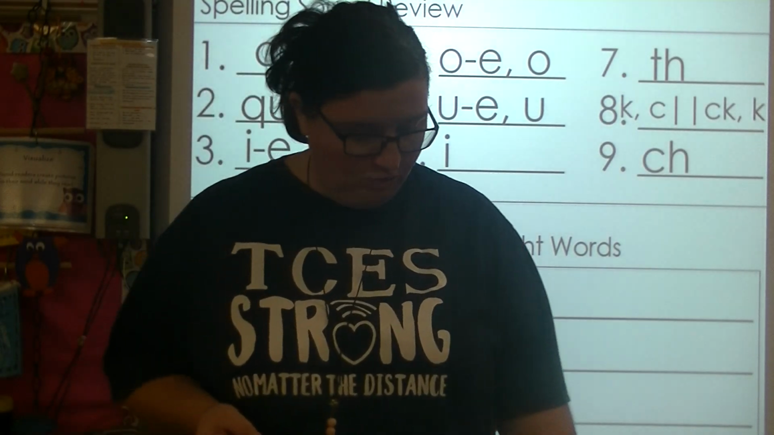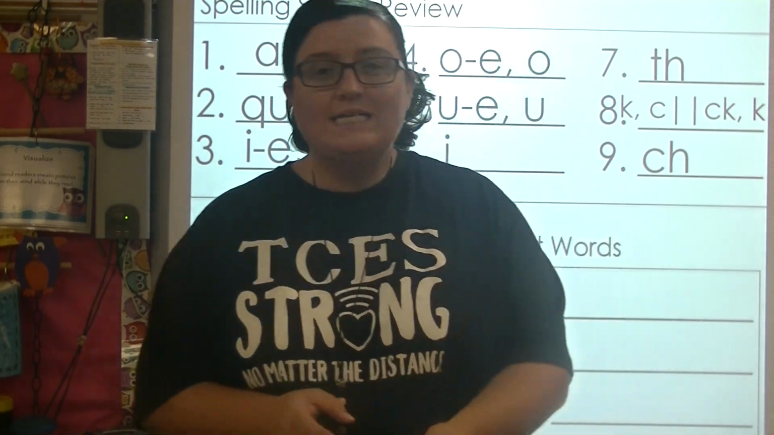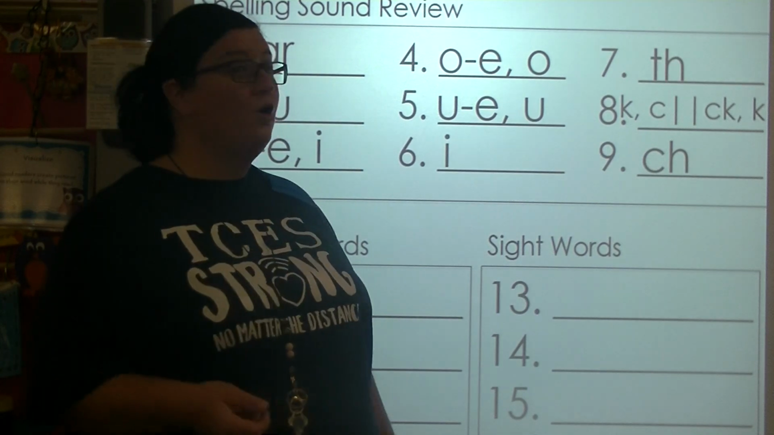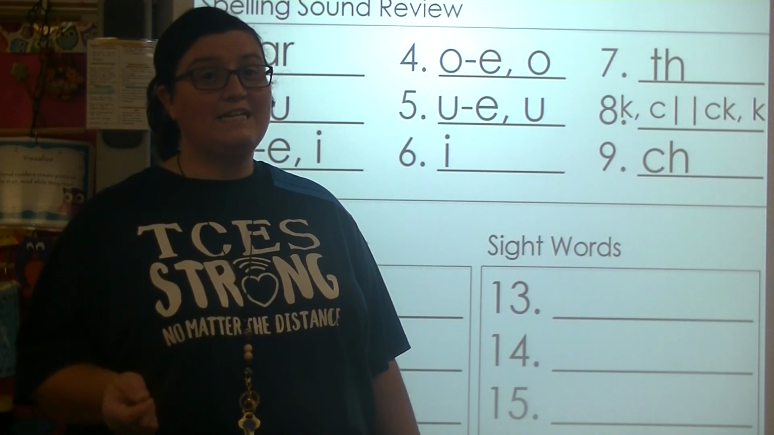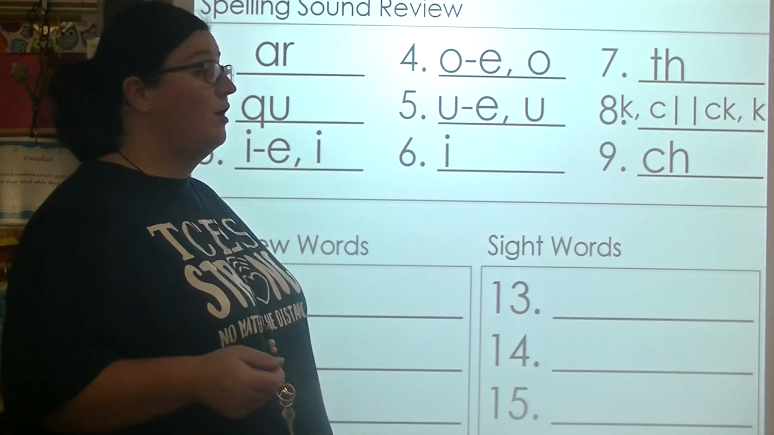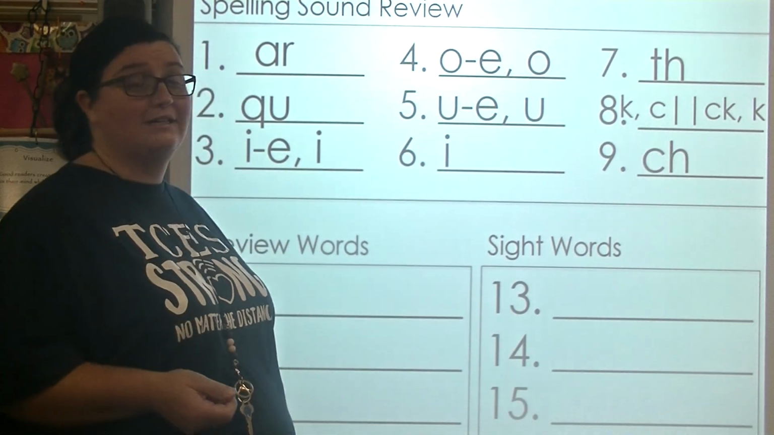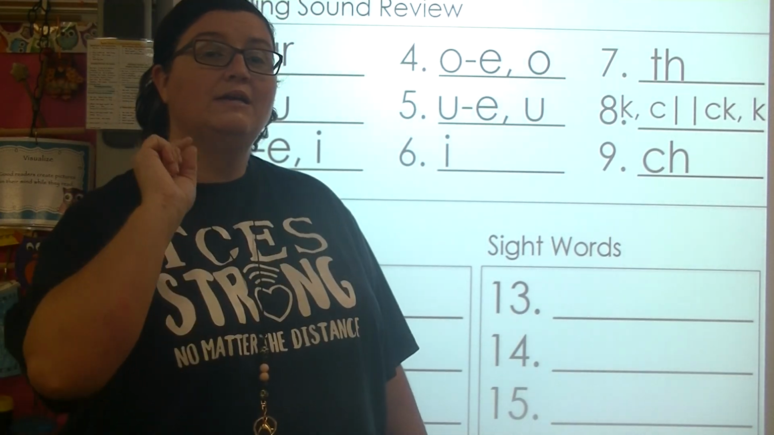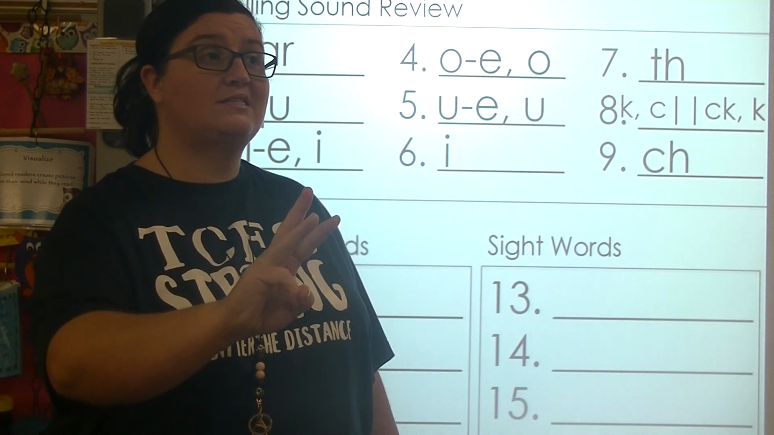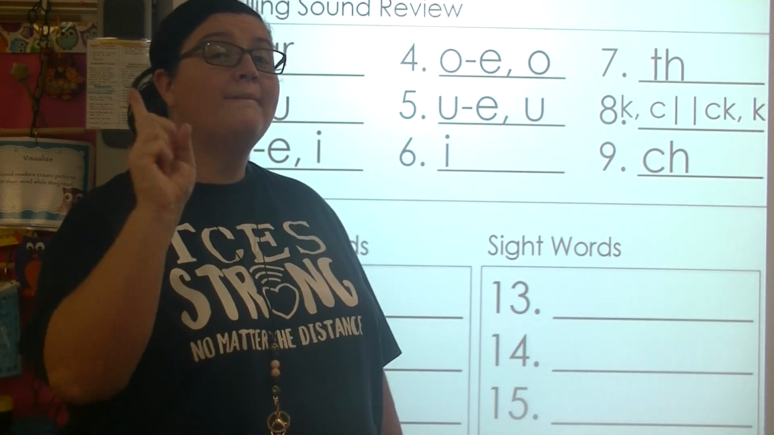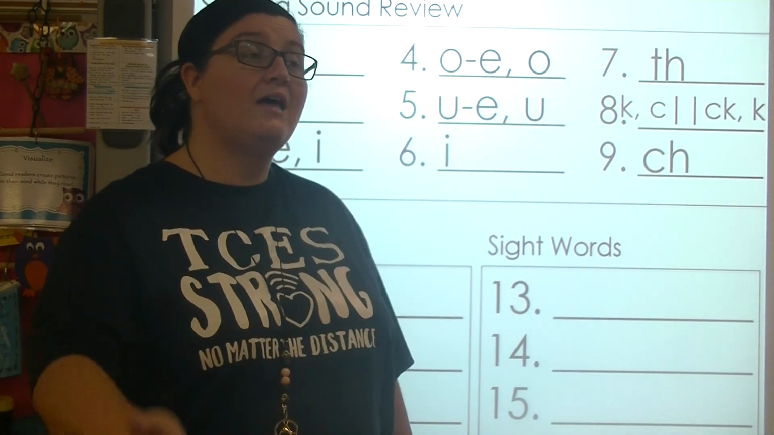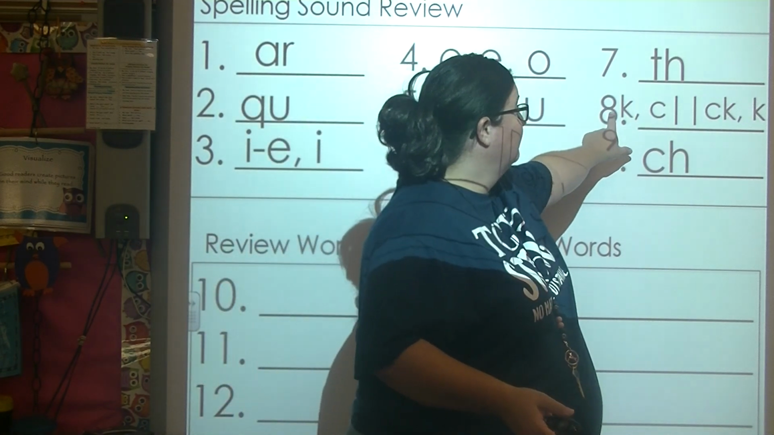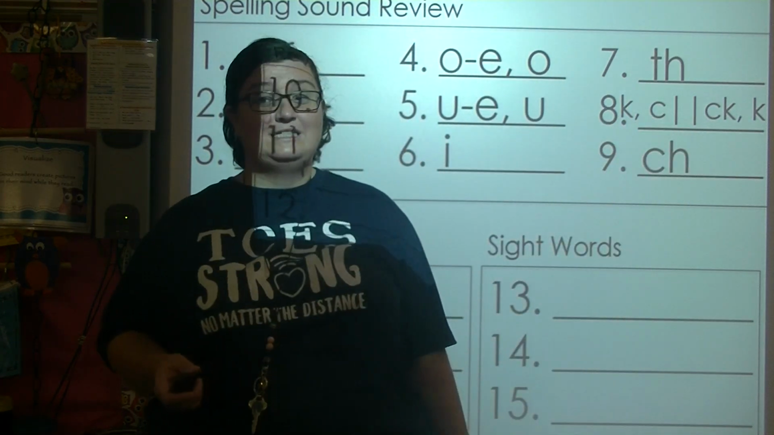Let's spell some review words. Number 10, disc. I will use the disc to store my lessons on. Disc. Tell me the sounds you hear in disc. Get ready. D, I, S, K. Again. D, I, S, K. Think about your spelling rule. K at the end, disc.